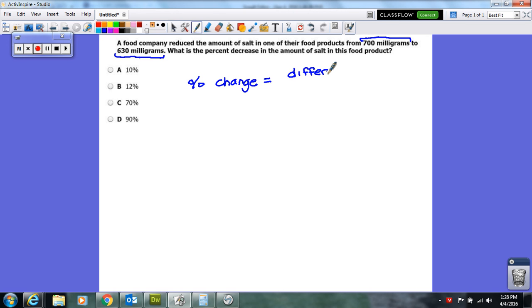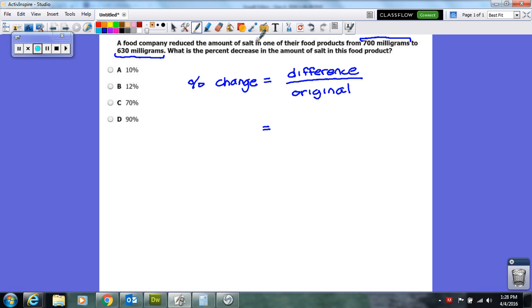That's equivalent to the difference divided by the original. So in this particular problem, what I mean by the difference is the difference between what you started off with and what you ended up with.